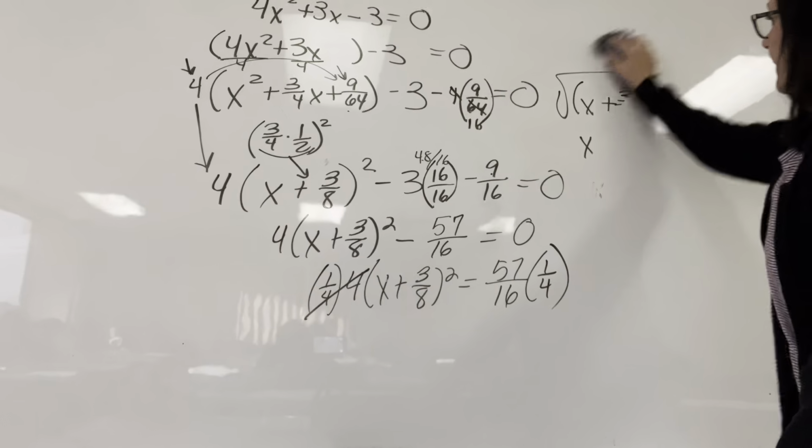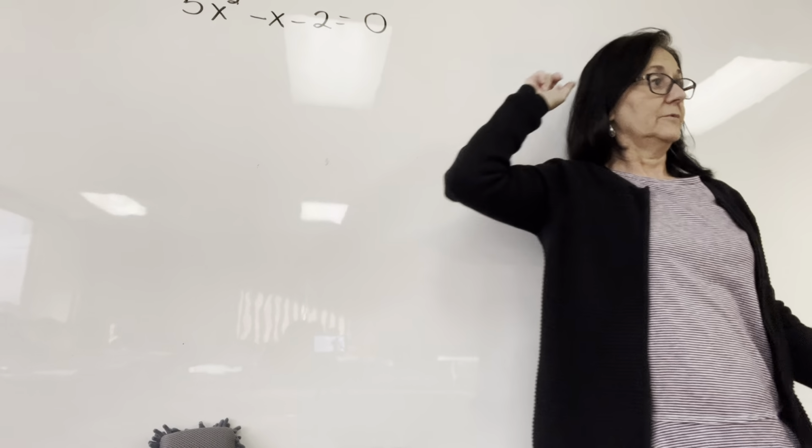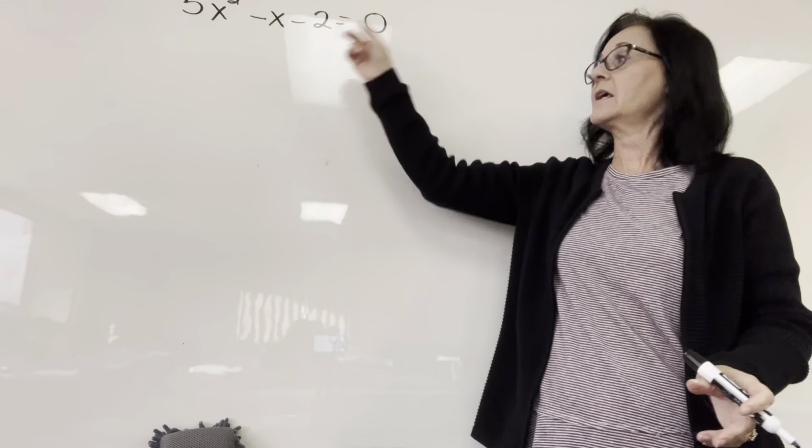All right, top of page 250. 5x squared minus x minus 2 equals 0. And before we begin, it must be in proper form. Your quadratic has got to be in proper form. I'm struggling staying inside the camera.